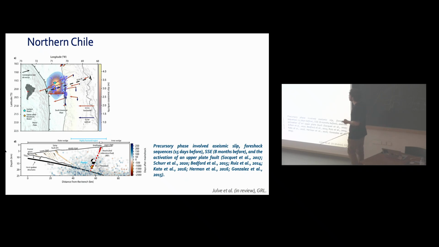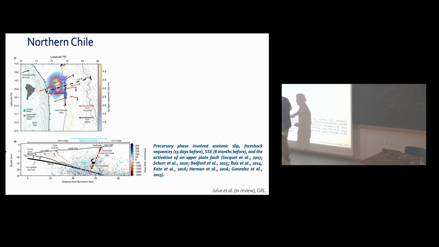Well, then you have the example of northern Chile. This is the same cross-section that I showed you before, but interestingly here, it has been very well studied that before the Iquique earthquake, we had a precursory phase that started with an 8-month slow slip event. Then an upper plate fault was activated, and seismicity migrated from here up to the megathrust, eventually generating the Iquique earthquake in 2014.